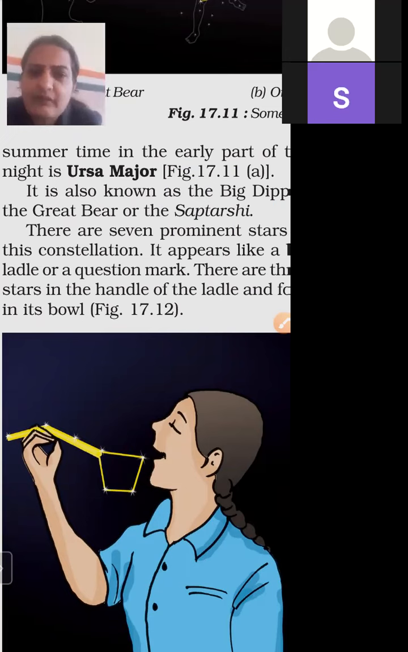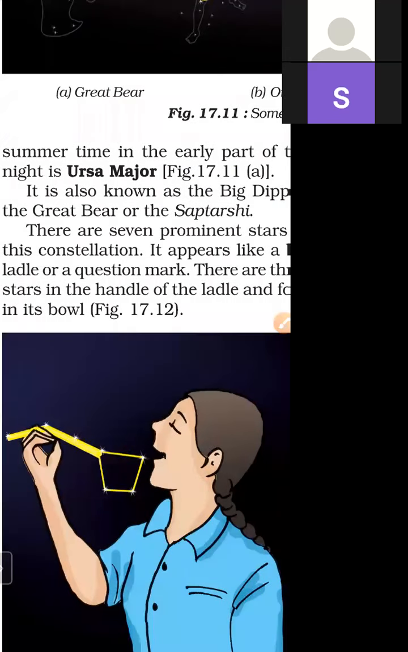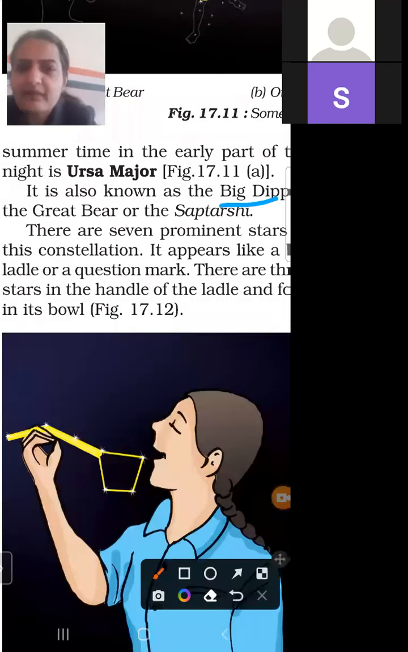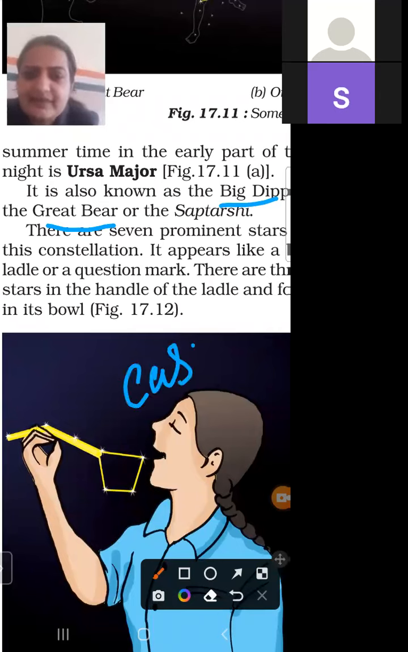So why is it called Big Dipper? Why is it called Great Bear? Because we can see this constellation easily, so it is called Big Dipper. ये easily हमें दिखाई दे जाता है, इसलिए हम इसको क्या बोलते हैं? Big Dipper.